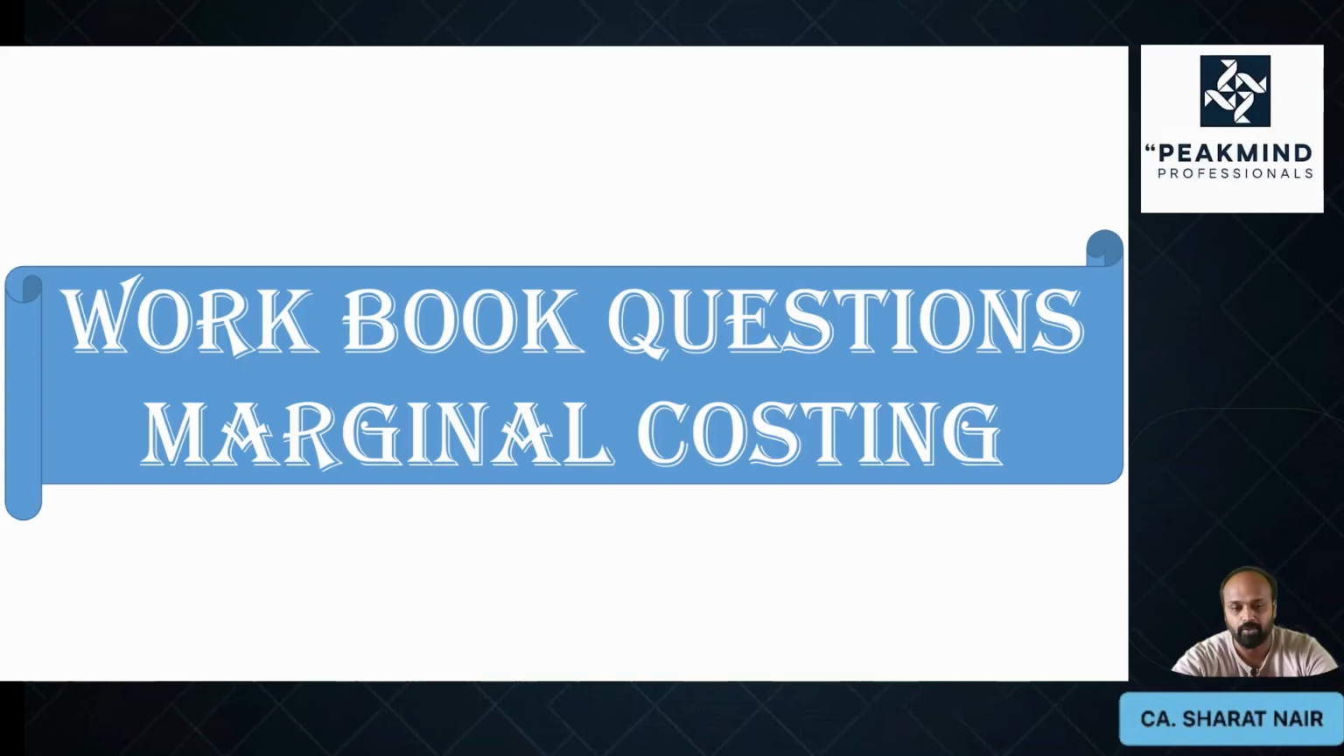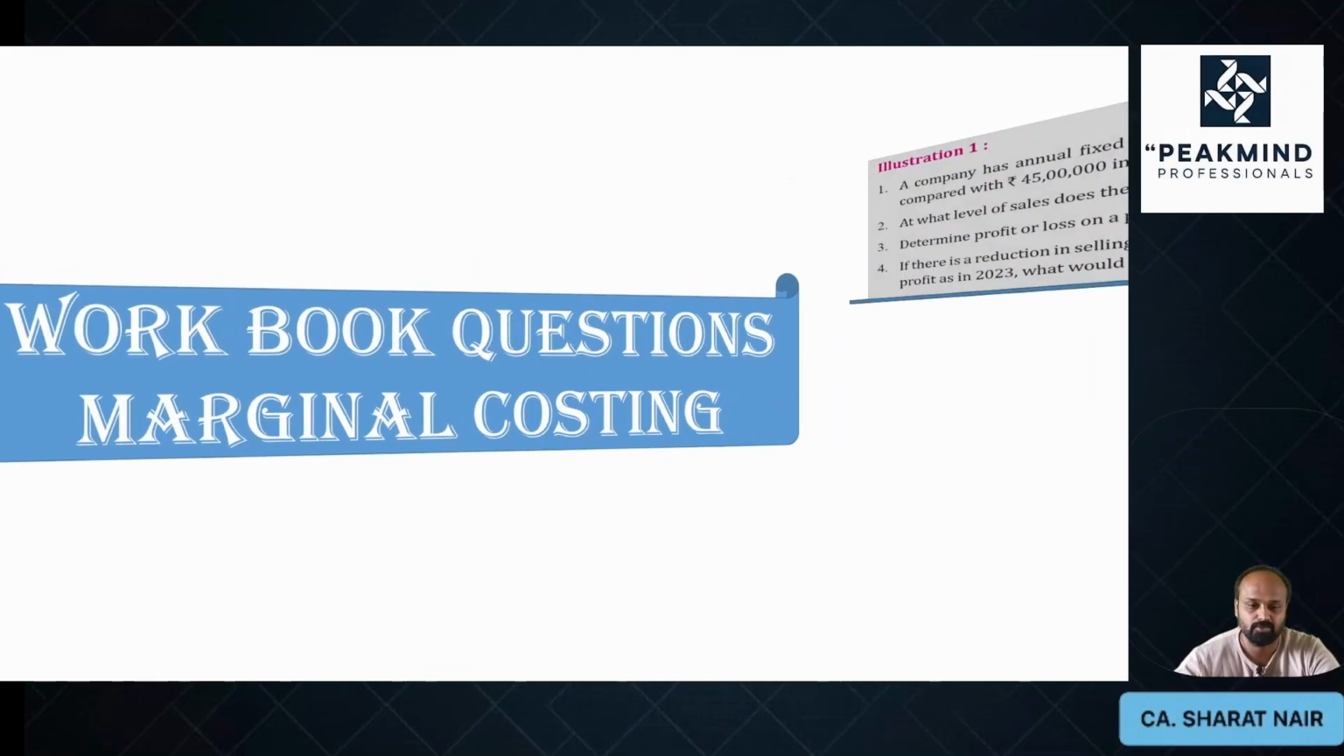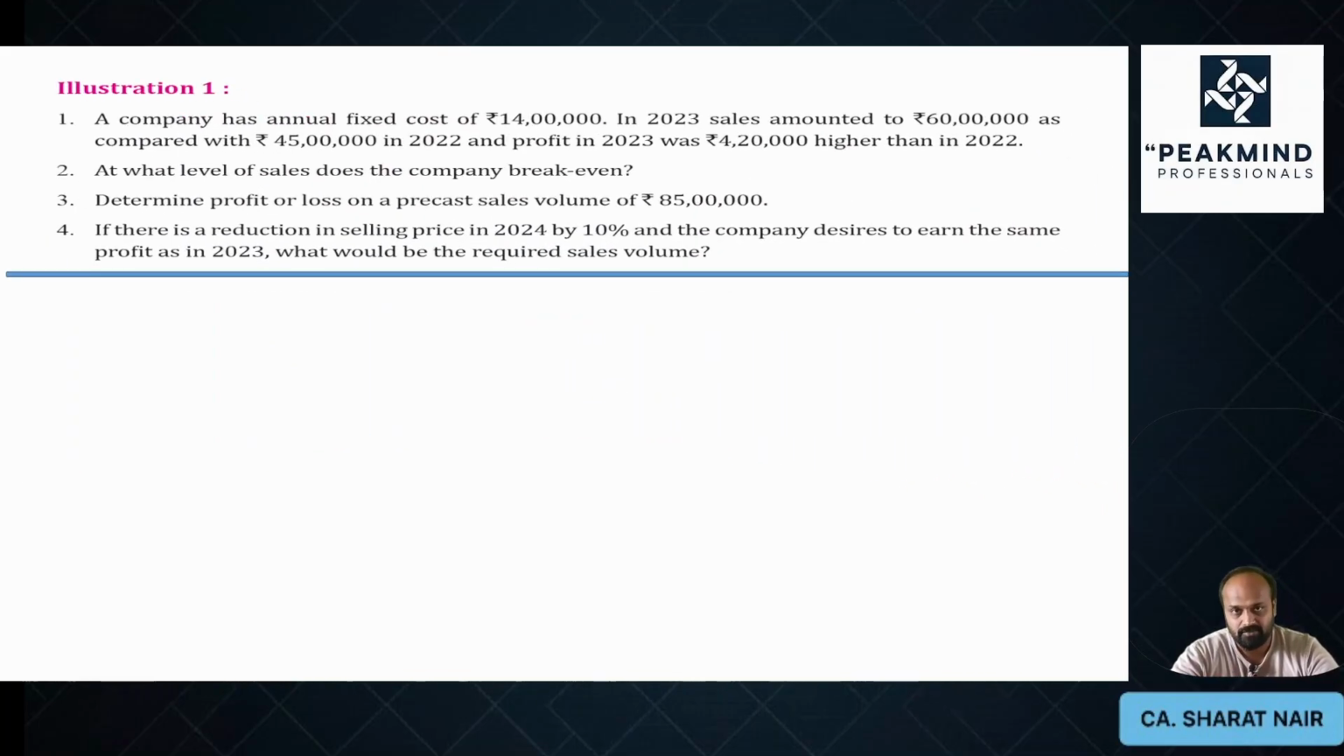In this video, we are going to discuss certain workbook questions on marginal costing, which is released by the institute. So let's start discussing the first question. In the first question, they have mentioned annual fixed cost is 14 lakh.